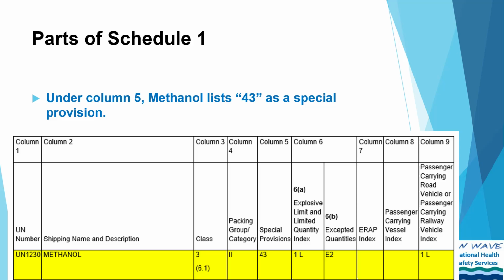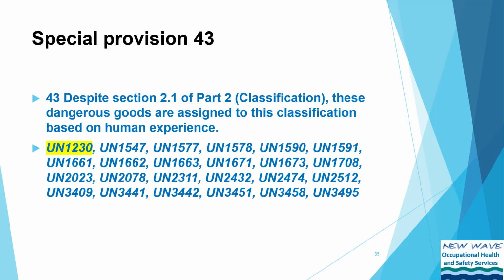Now let's look at an example of a special provision. Column 5 for methanol lists 43 as a special provision. So what does special provision 43 say? It says, in very legalistic language, despite section 2.1 of part 2 classification, these dangerous goods are assigned to this classification based on human experience. And you see listed there, highlighted on the slide, UN 1230, which is the UN number for methanol.